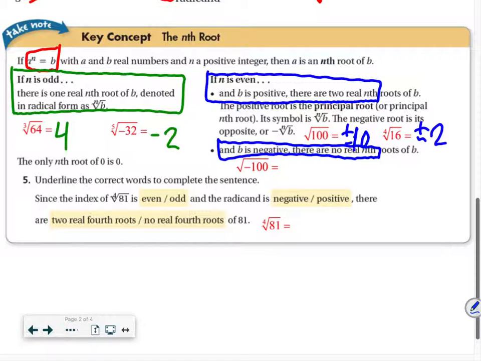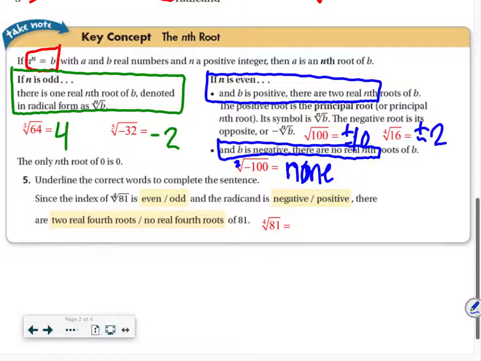If our index, the number outside, is missing, what's kind of there? It's just a 2. Square root, opposite of squared, right? 2 is even, so we're under this category. And my number inside is negative, right? Can't have a negative. Try to do it in your calculator. It says syntax error. So we have no solution, no roots.